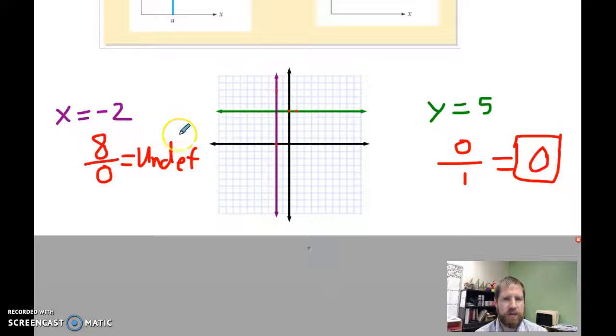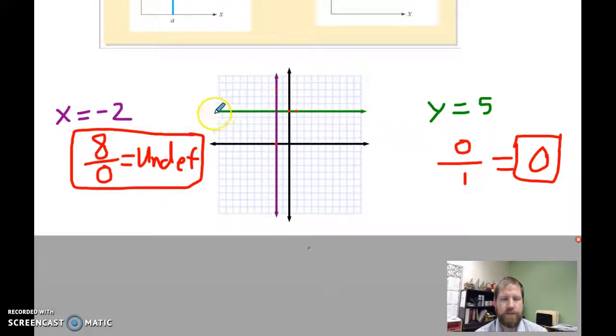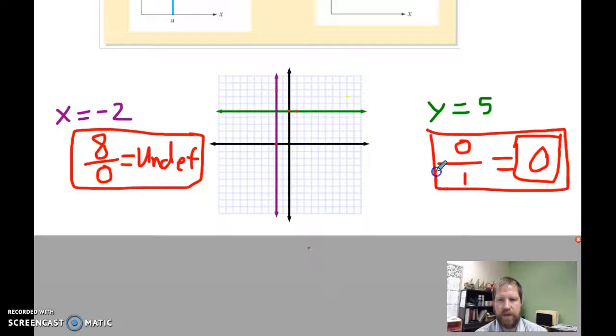So a vertical line has an undefined slope where you're dividing by 0. A horizontal line has a slope of 0. Maybe I should color code this. Slope of 0. A vertical line has an undefined slope.